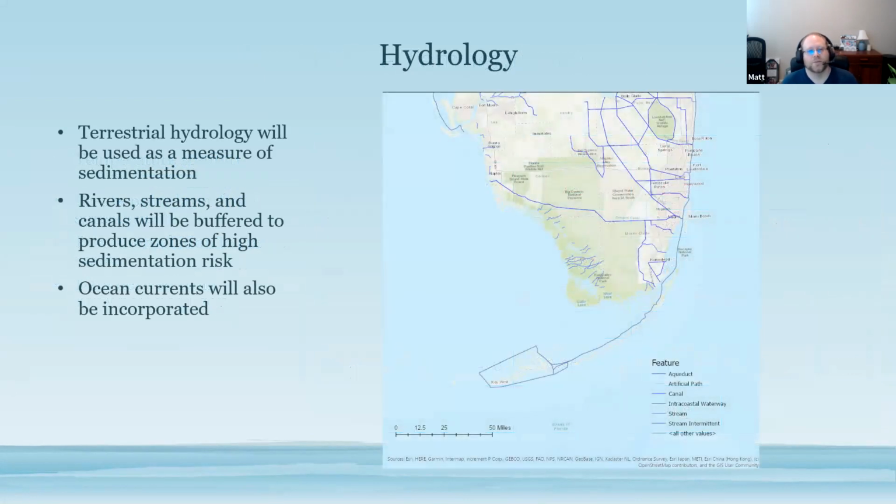Terrestrial hydrology will be used as a measure of sedimentation. Rivers, streams, and canals will be buffered to reduce zones of high sedimentation risk. Ocean currents will be incorporated to account for the spread of sediment throughout the ocean as well.